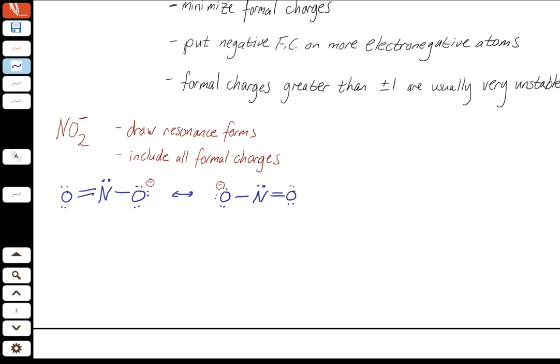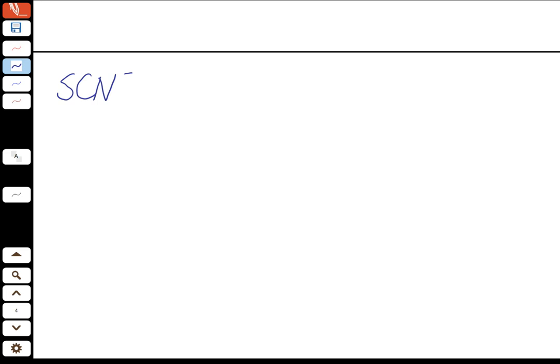All right. Let's try another one. SCN minus, thiocyanate ion. Same thing. Draw resonance forms, draw formal charges.